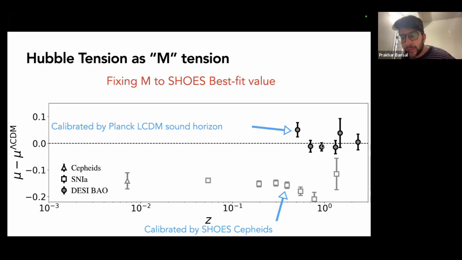The BAO points and the high Z supernovae do not agree at the same redshifts when used with different calibrations. Now, of course, this can also be thought of as that if Pantheon plus SH0ES tells me that H naught is 73, I would expect the distances to be lesser. So that's one other way to think about it. So that's one analysis I can do.